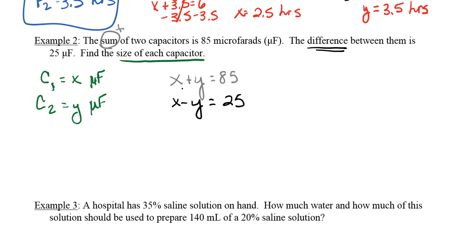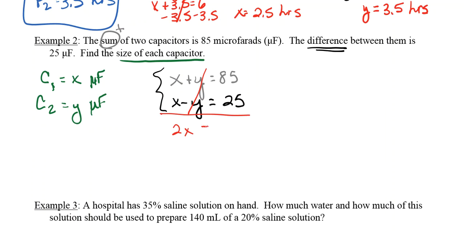Again, I see that they're lined up. And so I'm going to go ahead and do addition. Sorry, I was raised with it being elimination. So I'm going to add these together. So x plus x gives me 2x. Y minus y, the y's are out of here.